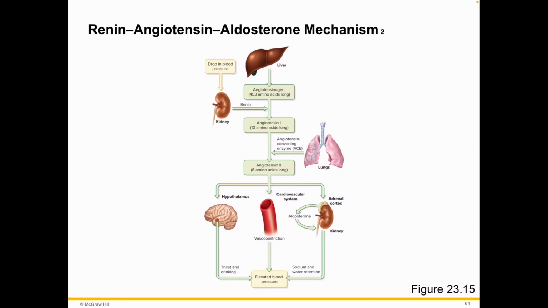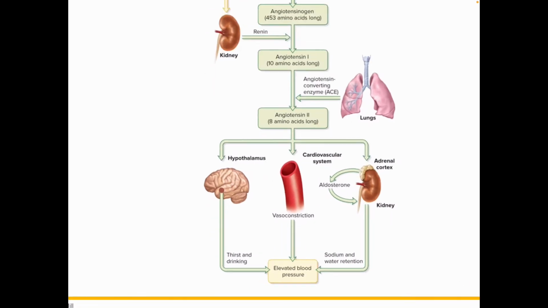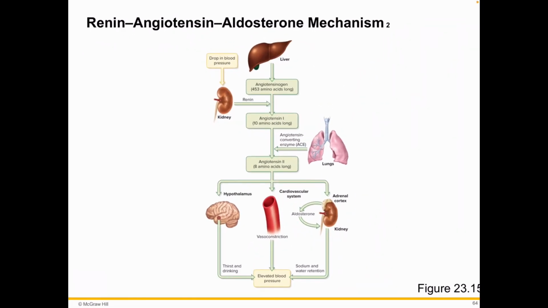Some of the byproducts we're going to see are, number one, thirst and drinking, because the blood pressure is low. We're going to say, all right, let's get that volume back up with some water. Preferably, hopefully that's what you're going for. Vasoconstriction: let's make the overall real estate less in the arterial blood supply, so what we have goes further faster.